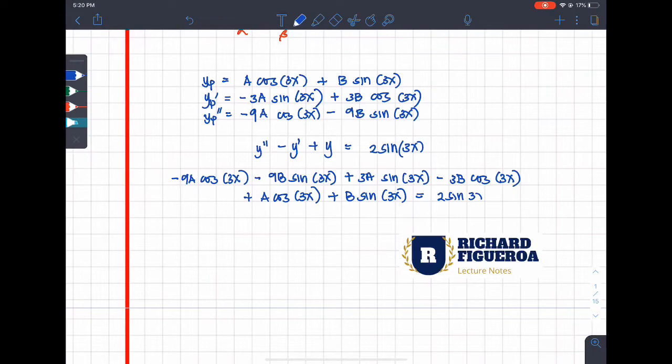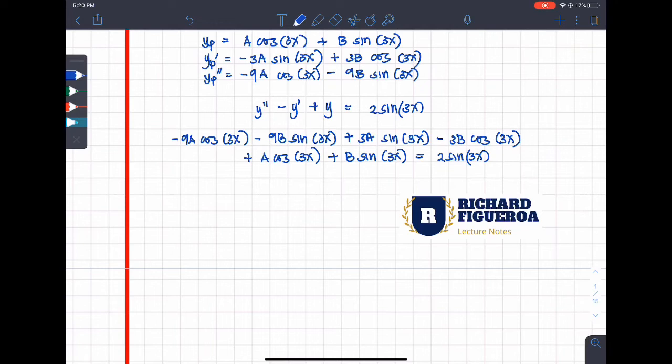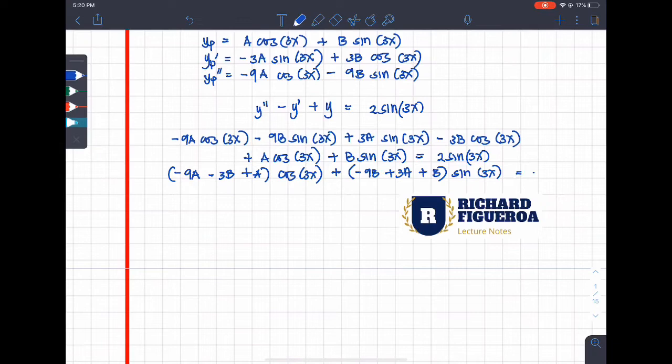From here, we can now combine everything that involves cosine. We could factor out cosine 3x: negative 9a, and then we have negative 3b, and then plus a. All of this would be multiplied with cosine 3x. And then for sine, I'll have negative 9b plus 3a, and then plus b, all multiplied with sine 3x, which would be equal to 2 sine 3x.